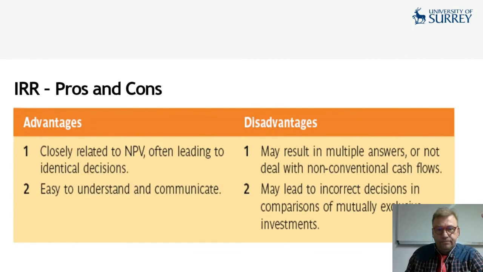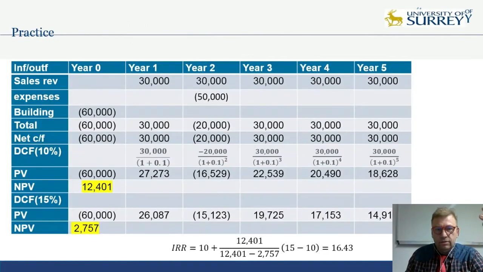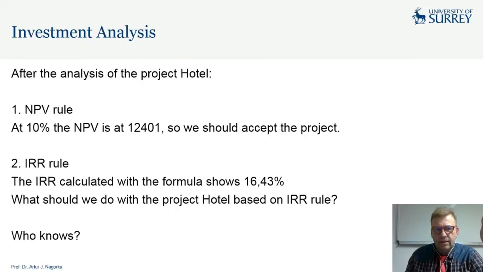So where we are here, our NPV at 10% is 12,401. Should we accept the project? Firstly, we have this project hotel, and we have the NPV rule. At 10%, the NPV is 12,401. So, we should accept the project.